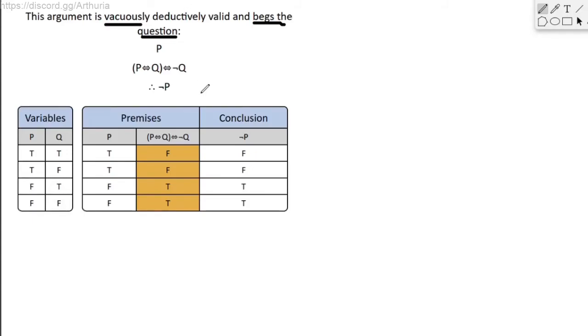It also begs the question, and this is what Jacob was talking about. It begs the question because you can derive the conclusion from just this premise, because all of the truth values are the same. All of the truth values are the same, and you do not need this premise at all. That's why it begs the question: when you can derive the conclusion from only one of the premises. That's what makes it beg the question.